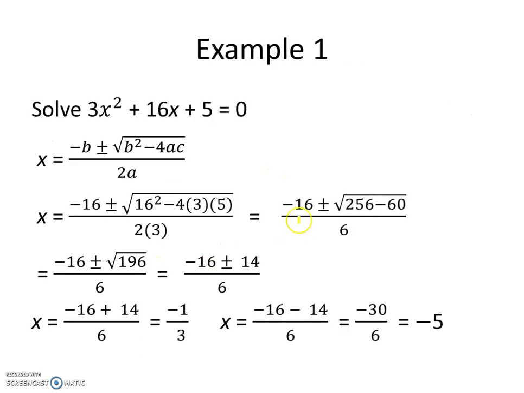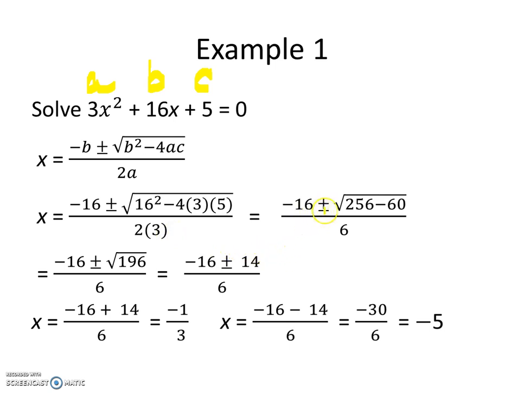On example 1, they want us to solve 3x squared plus 16x plus 5 equals 0. Well, 3 is a, 16 is b, and c is 5. So plugging that in the quadratic formula, we get negative 16 plus or minus the square root of 16 squared minus 4 times 3 times 5, all divided by 2 times 3.